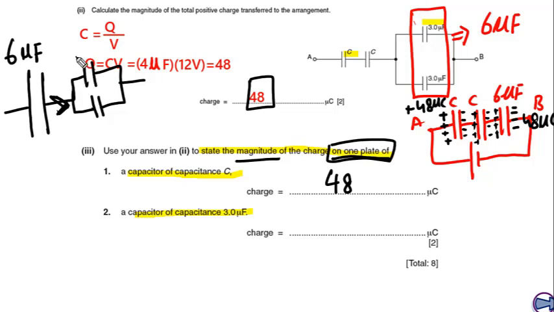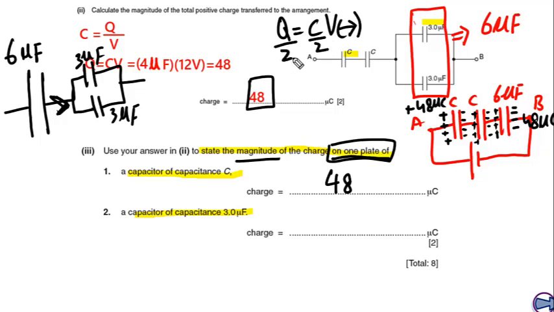So the capacitance of this one will be 3 microfarad. Capacitance of this one will be 3 microfarad. As you can see here, they are connected in parallel, and so they have the same voltage. So Q is equal to CV. The voltage is the same, potential difference between plates is the same, and the C becomes half.